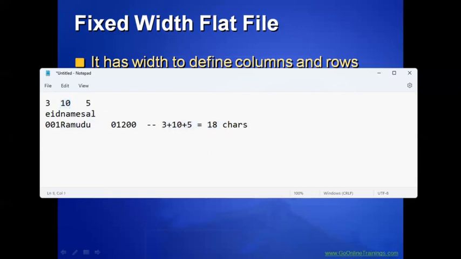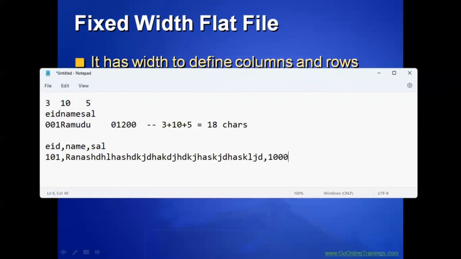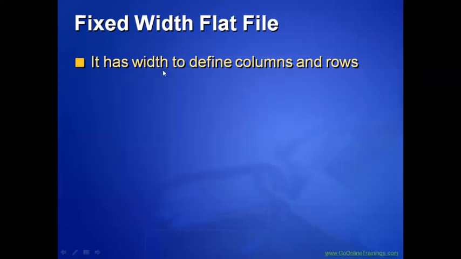But in the CSV, employee ID, comma, name, comma, salary, I can say 101. I can say a very big name here. Very big name I can put, comma, 1000. Now tell me, CSV file where you can have infinite length. There is no problem. You should not be worried about the length, but in fixed length, where column has the length and row has the length, both of them are fixed. It has the width to define columns and rows. Clear? So you cannot have more than the specified size. 10 characters means a name, only 10 characters, not more than that. Am I clear? So that is what is called a fixed width flat file.